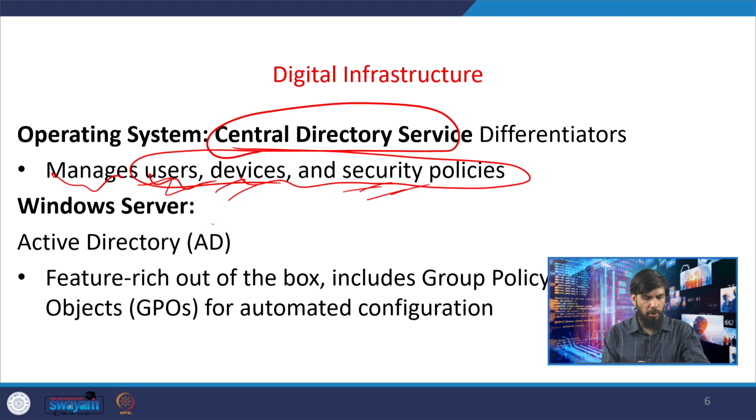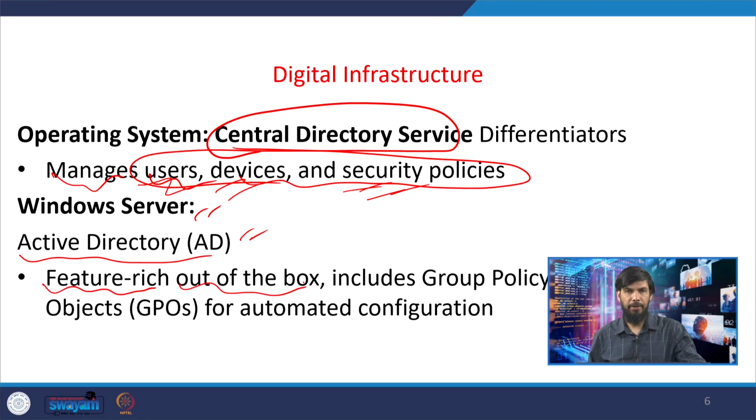So for Windows Server, the name of this central directory service is Active Directory, or AD. This is feature rich out of the box, right. When Windows Server ships, you get a very feature rich Active Directory. So it becomes easier to manage different kinds of settings for user devices, as well as the security policies, right. It includes group policy objects for automated configuration, which can also ease things because there are certain group policy objects that you can quickly apply, right. So in that way it is quite feature rich.